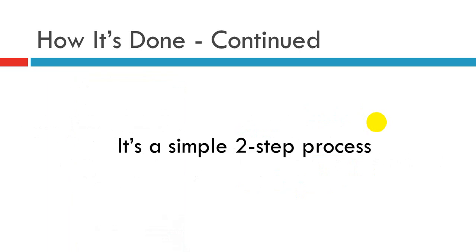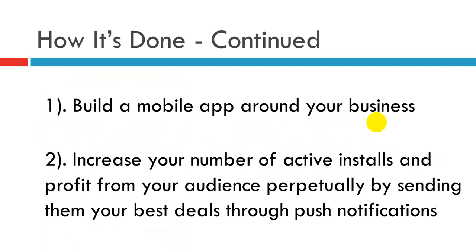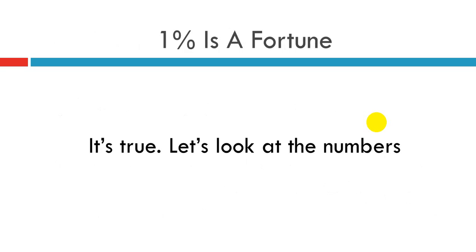And the process is just a two-step process. Number one, build a mobile app around your business. Number two, increase your number of active installs and profit from your audience perpetually by sending them your best deals through push notifications. Now, I don't know if you've heard about this, but a 1% conversion rate is a fortune. And let me show you how this applies to you right now with what I'm speaking about.